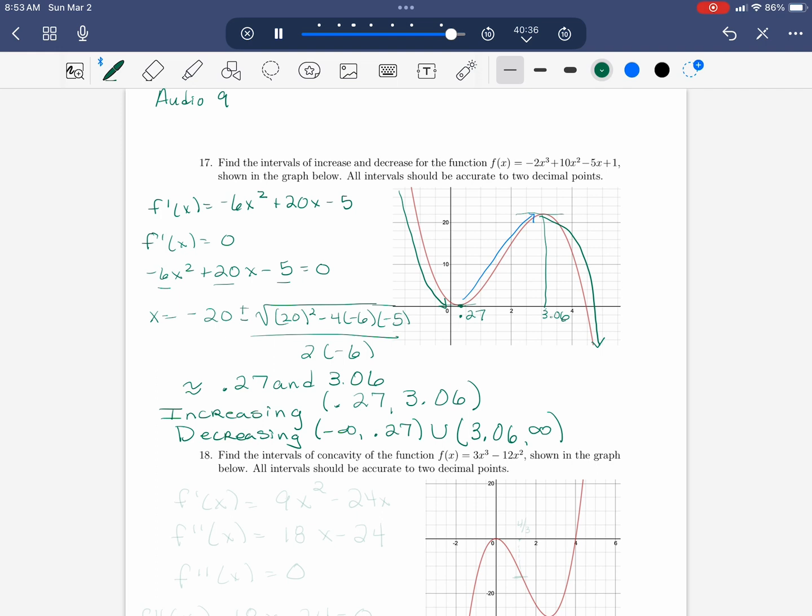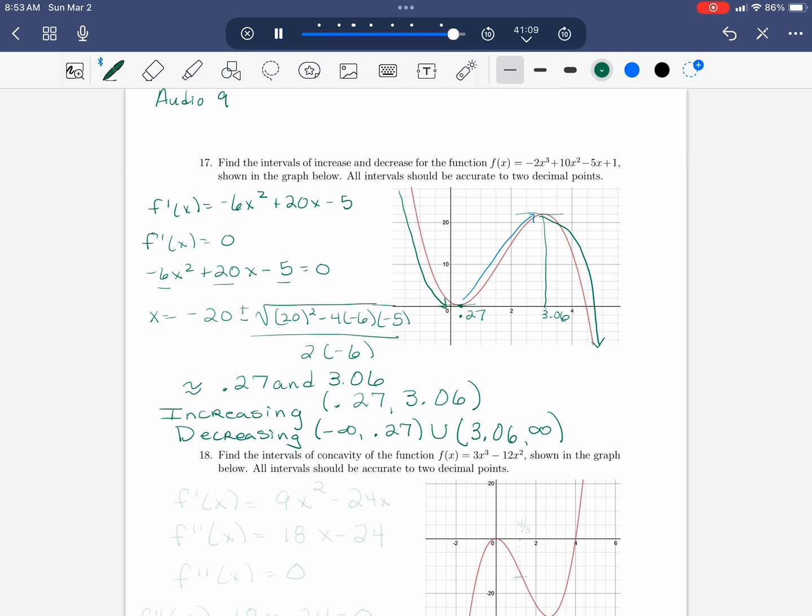And you can also figure this out if you were to plug values to the left of 0.27 into the derivative, you would get a negative number, which means the slope is negative to the left of 0.27. It's going to be positive if you plugged in any x value between 0.27 and 3.06, and it's going to be negative if you picked a value greater than 3.06. Okay.